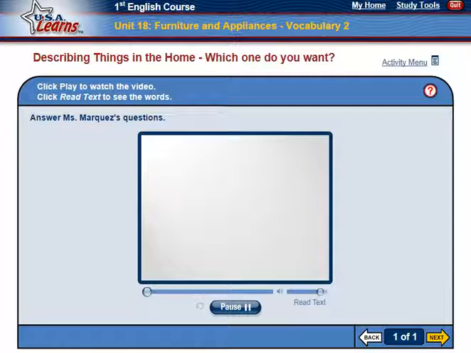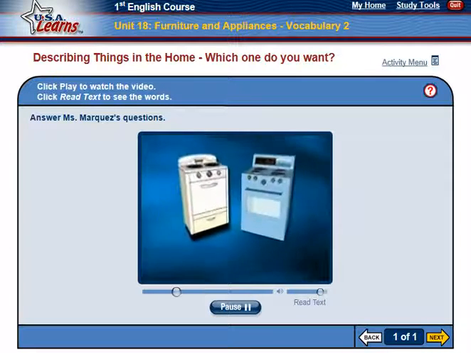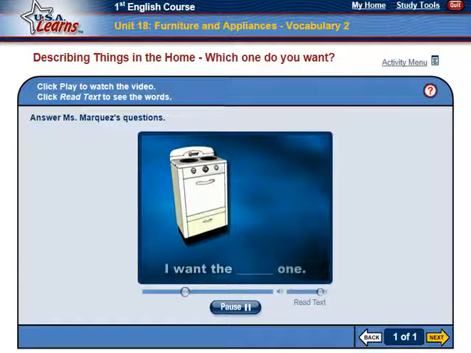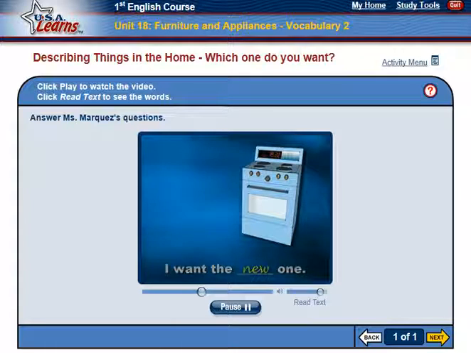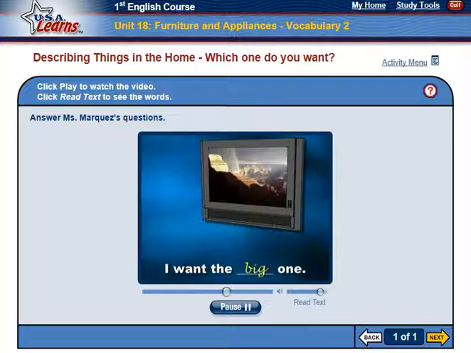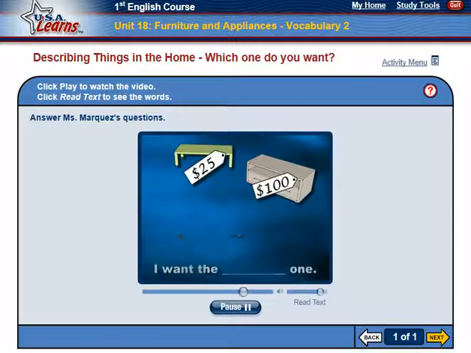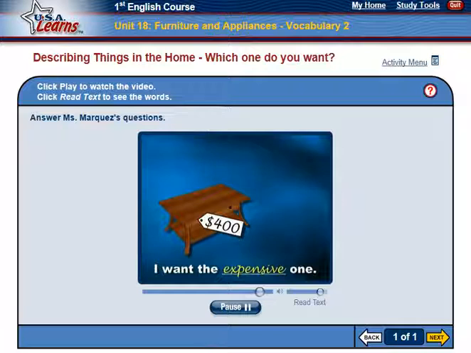We now know how to describe things in the home. Let's see what you remember. Look at the pictures and answer my questions. Which stove do you want? I want the new one. Which TV do you want? I want the big one. Which coffee table do you want? I want the expensive one. Excellent work.